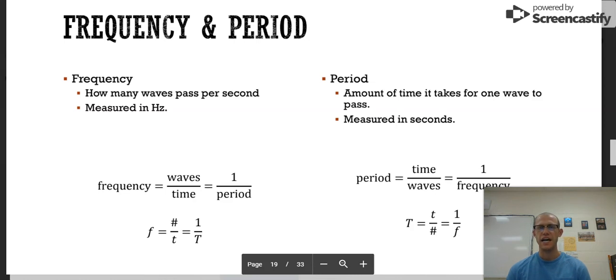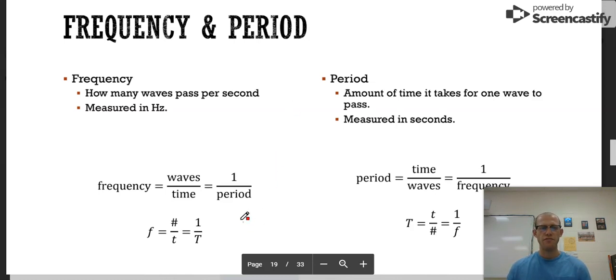Period is the amount of time it takes for one wave to pass. That's measured in seconds because it's a time. So notice how these are related. Both deal with waves and both deal with time. The frequency deals with how many waves in one amount of time. Period deals with how much time is one wave.